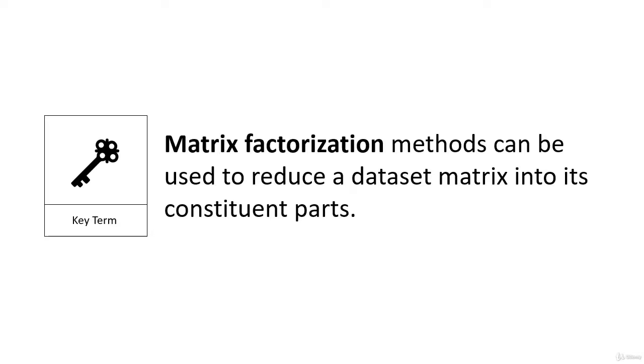Techniques from linear algebra can be used for dimensionality reduction. Specifically, matrix factorization methods can be used to reduce a dataset into its constituent parts. Examples include the eigendecomposition and the singular value decomposition methods. The parts can then be ranked, and a subset of those parts can be selected that best capture the salient structure of the matrix that can be used to best represent the dataset. The most common method of ranking these components is called principal component analysis, or PCA for short.